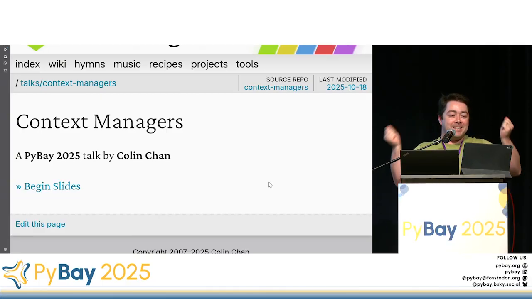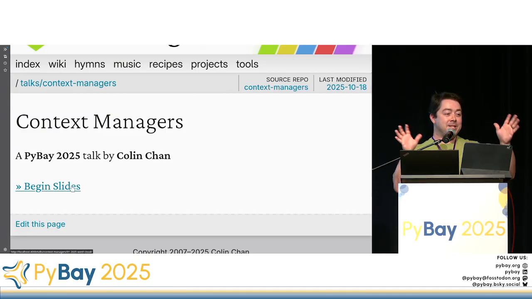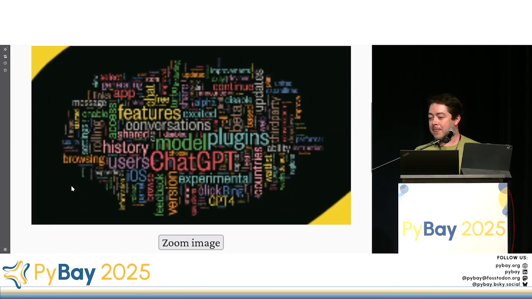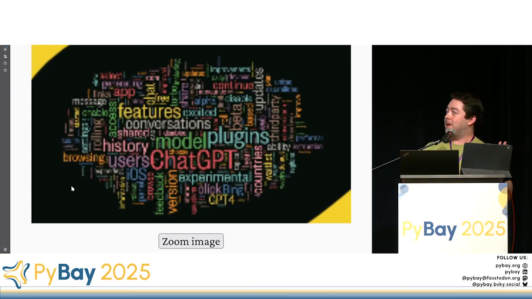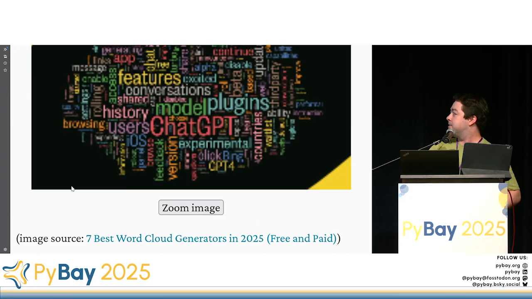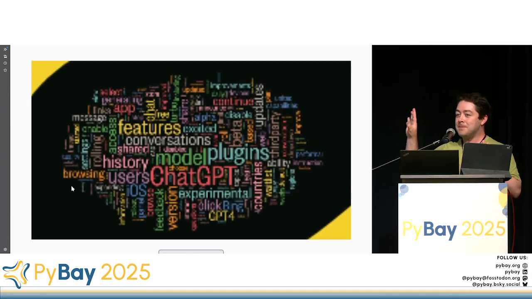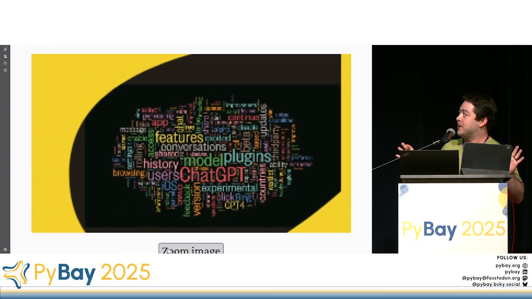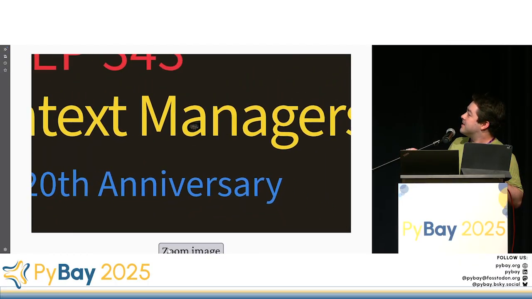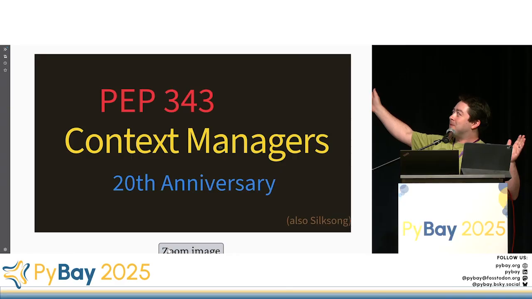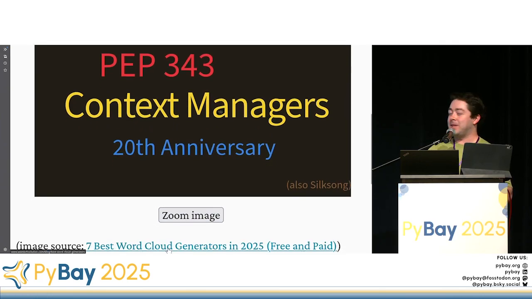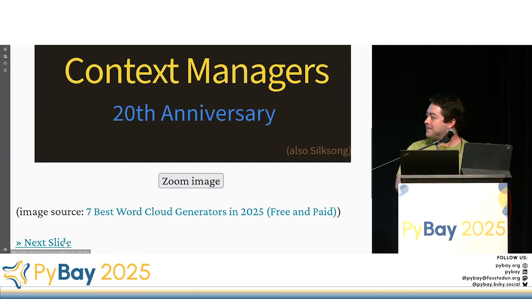So we're going to talk about context managers. 2025 is a big year for context managers. It's been a year about a lot of things. This is a really terrible 2025 word cloud that I got from 7 best word cloud generators in 2025. If we zoom in on this image, you'll see why context managers are so important in 2025. It's the 20th anniversary of PEP 343, the PEP that introduced context managers. We're going to talk about them.